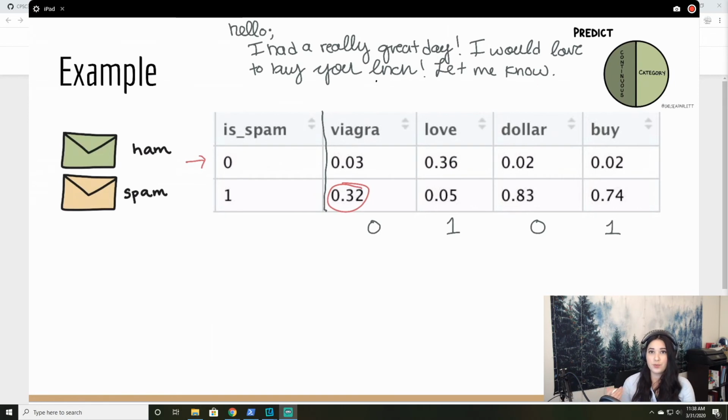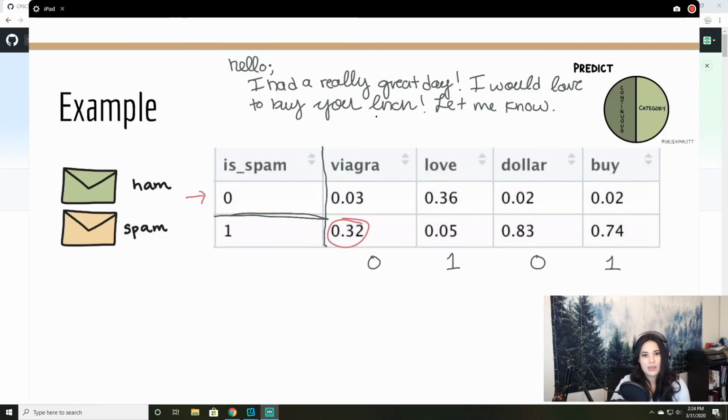So using these 4 features, we're going to calculate the probabilities of being ham versus being spam. Although remember, we're not going to calculate actual probabilities. We're going to calculate something that is proportional to the probability. And whichever email has the higher score is the category that we're going to guess this email is.